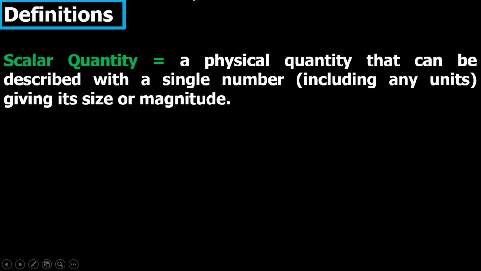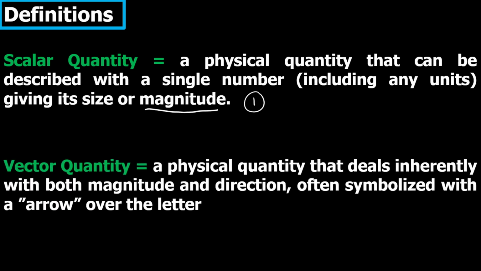The important point here is that this single number represents the magnitude. It doesn't talk about anything else, just the magnitude. And this differs from the vector quantity, because for a vector quantity, you have both magnitude and direction. So you have two items here instead of one. So how do you differentiate them?